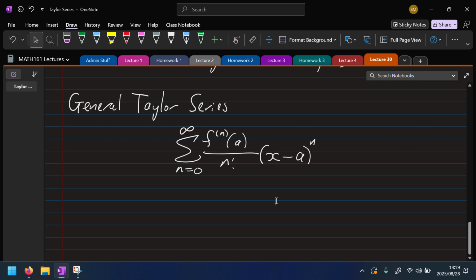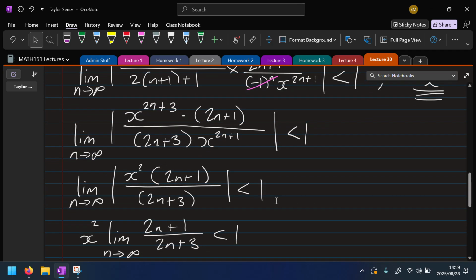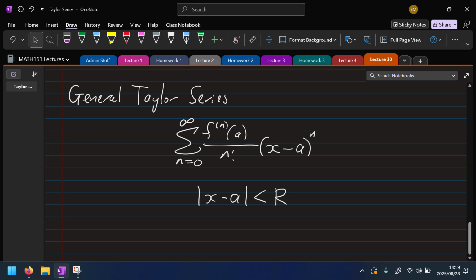So you do all of this stuff here, the ratio test, you do all of that, and let's say you end up with the following. You'll have x minus a is less than some number r. So this is after you've done all of the work. That r that you work out is called the radius of convergence. It's just a little bit of terminology. So this is the radius of convergence.